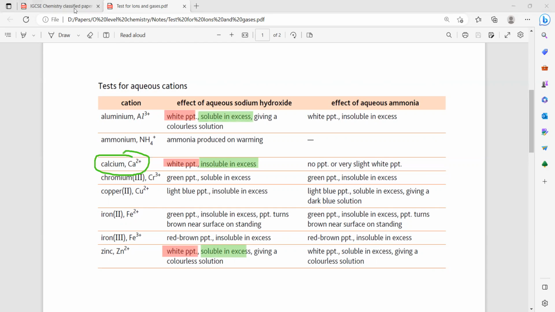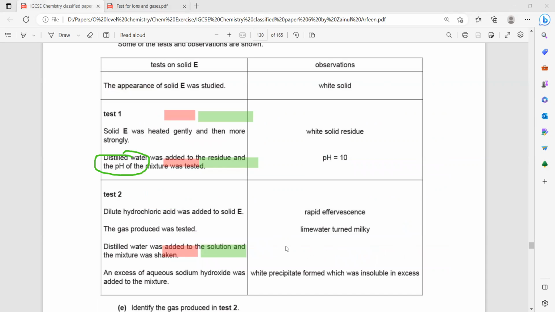So the first test indicates that there was a calcium ion, and this test, the lime water one, indicates a carbonate ion. So what is the identity of the substance? Calcium carbonate.